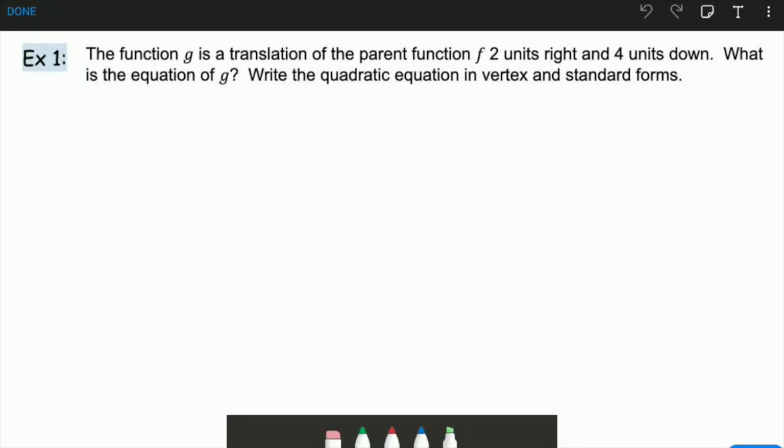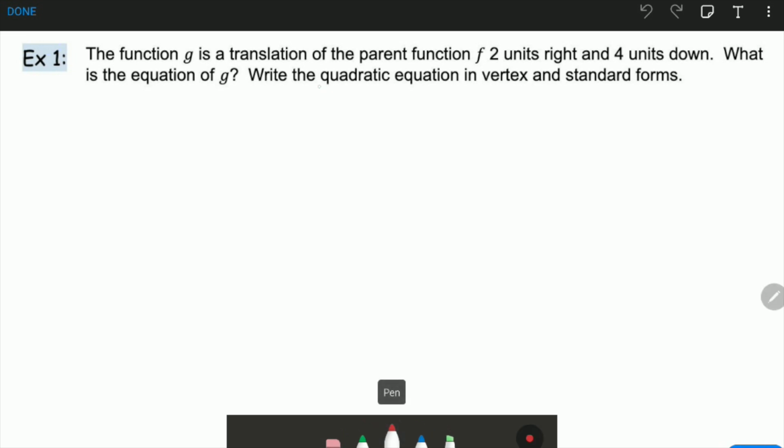In this example, we have the function g, which is a translation of the parent function f, 2 units to the right and 4 units down. What's the equation for g? And write the quadratic equation in vertex form and standard form.